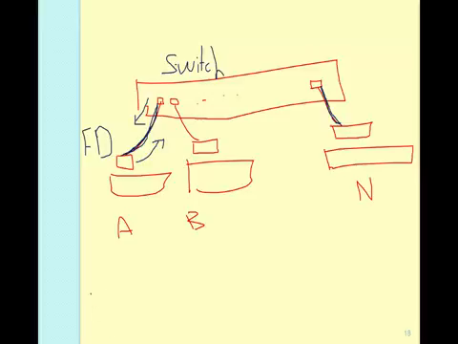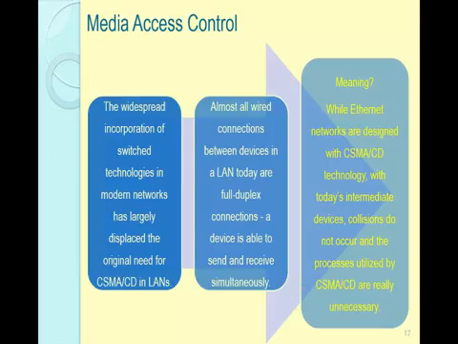The big implication of all this talk is that basically there are zero collisions in today's Ethernet, which means it no longer has to worry about the CSMA-CD. CSMA-CD isn't used in modern Ethernet networks.